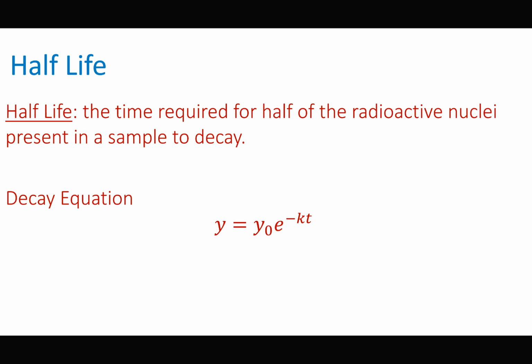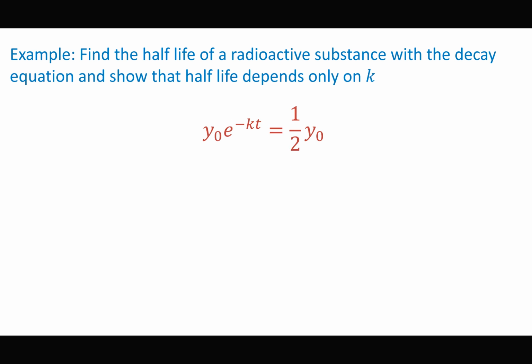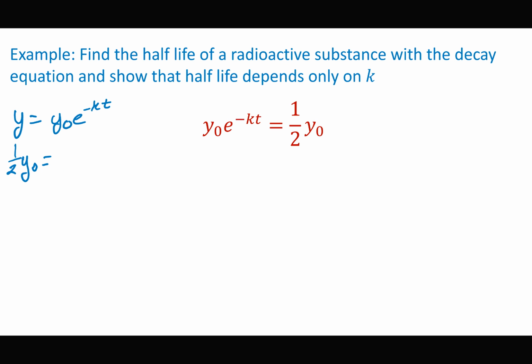Again, this would be the half-life, and this is the initial amount, y sub 0 e to the negative kt. I know that's going to end up being half of my original amount, so that's why it's half of y sub 0. We started out with y equals y sub 0 e to the negative kt. My answer here is going to be half of that original amount. This is the half-life equation.